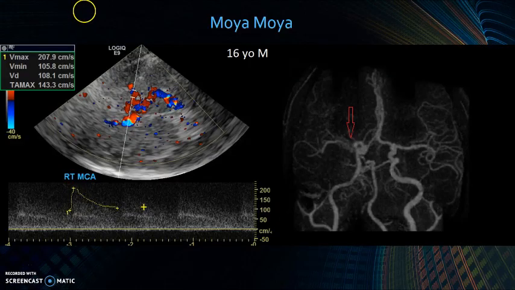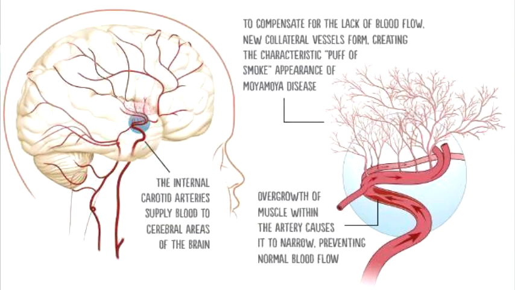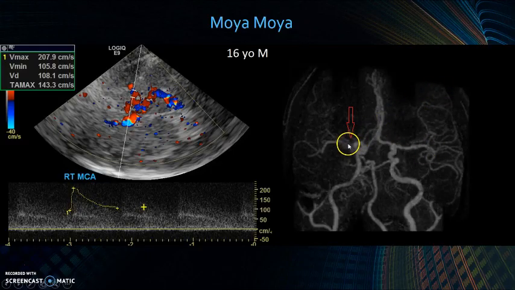Here's a 16-year-old male who was found to have increased velocities in the right middle cerebral artery. This patient had moyamoya disease, which is arterial occlusions. Moyamoya is Japanese for puff of smoke. They have arterial occlusions, and then on cerebral angiography, they have these collateralizations that appear like smoke. And on the MRI, you see there's stenosis of the middle cerebral artery.